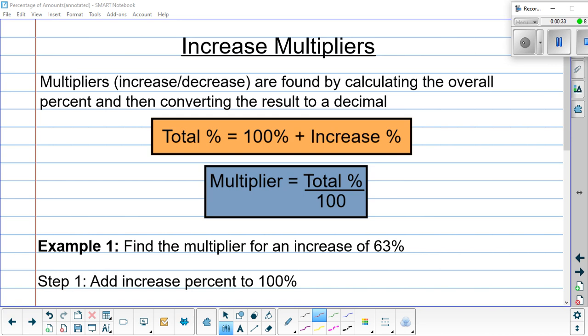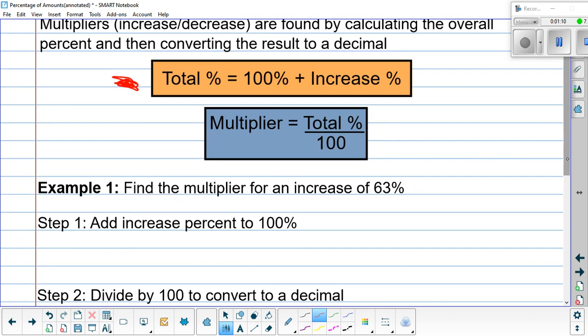Multipliers for increase and decrease are found by calculating the overall percent and then converting the result to a decimal. Basically, a multiplier is just a percent in decimal format that does the increase as well. As always, we start at 100% and we add on our increase. We know this part already, the part I've put in red. The new part is that we're just finding the multiplier. So instead of getting the values for 100% and for the percent increase, we just leave them like that and convert that percent to a decimal.